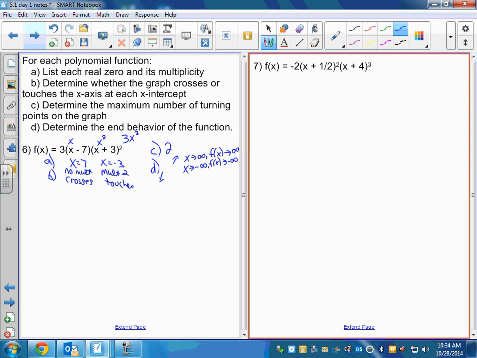There's a question on your unit exam that gives you a big giant polynomial with a bunch of zeros and a bunch of powers, and you have to write down all the zeros and all the multiplicities, and whether they cross or touch.